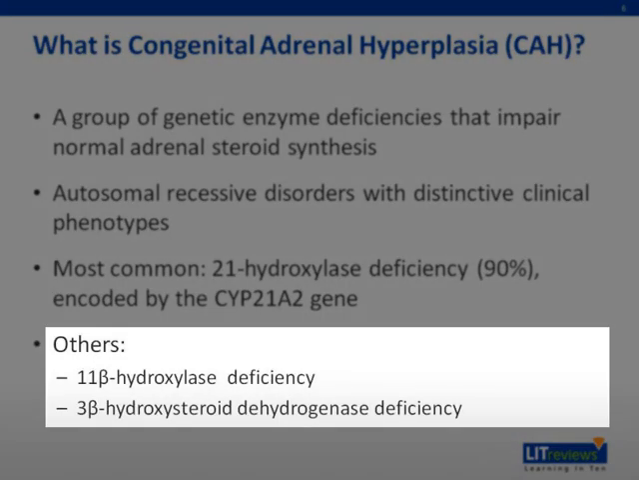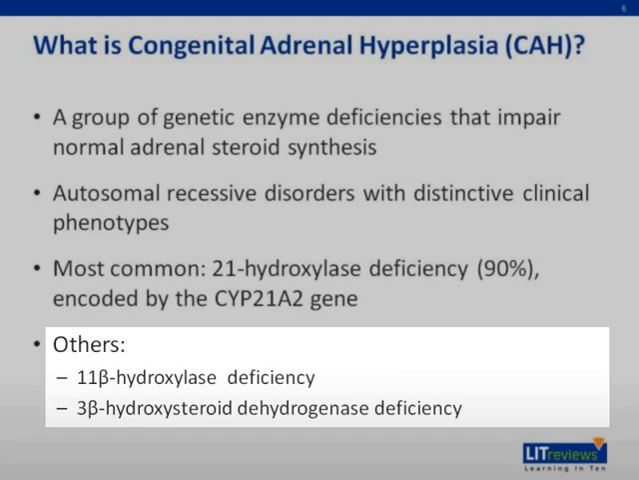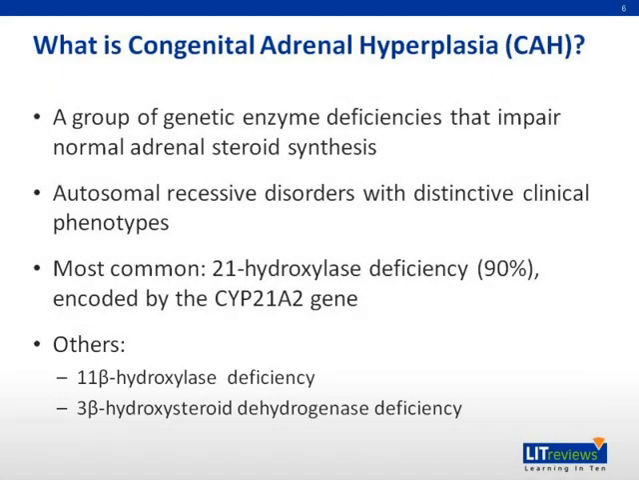Other less common forms of CAH include 11-beta-hydroxylase deficiency and 3-beta-hydroxysteroid dehydrogenase deficiency, amongst others. The clinical manifestations of the different disorders are due to diminished production of cortisol and, depending upon the site of block, decreased or increased production of mineralocorticoids and androgens.